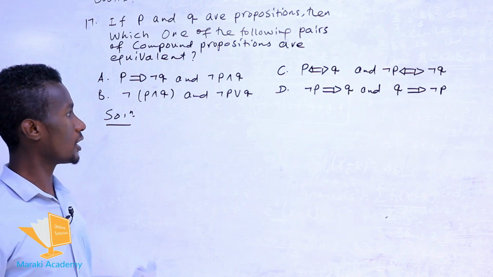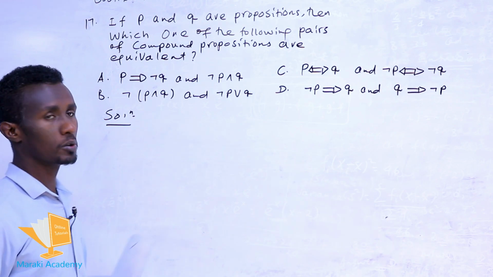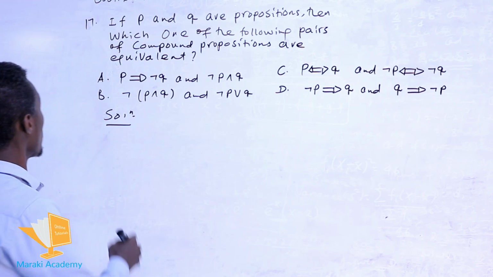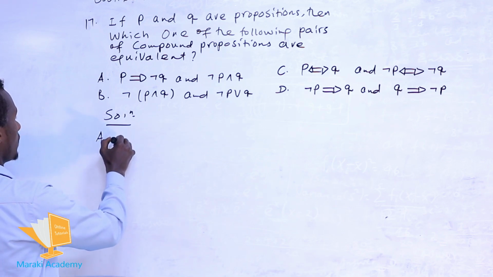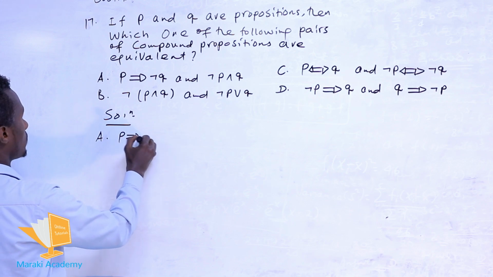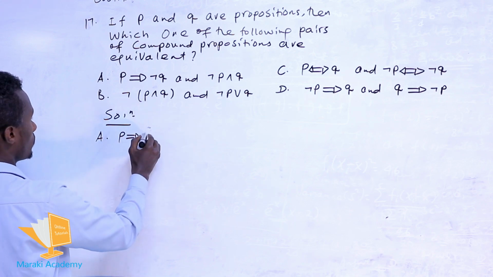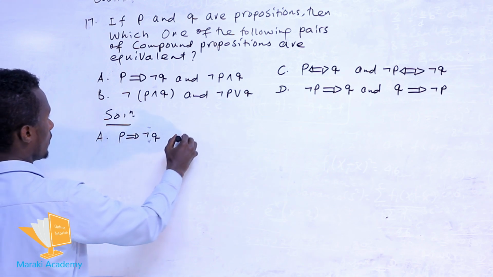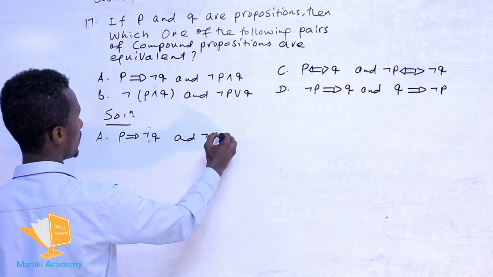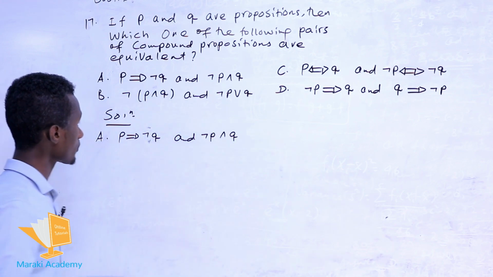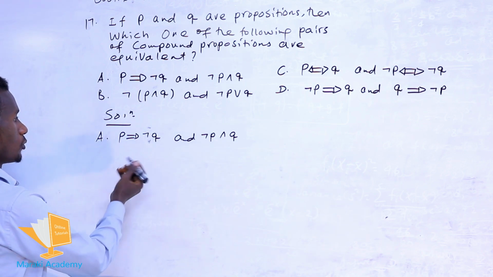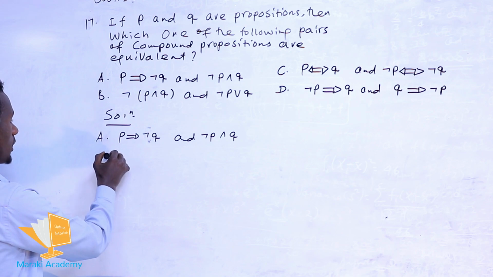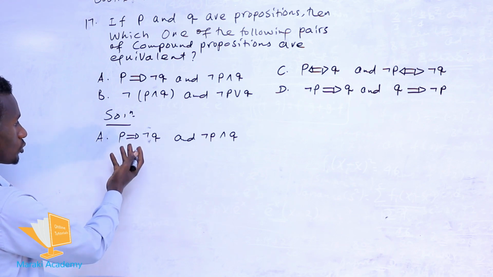ቴብል በመጠቀም ትችላላችሁ፣ ወይም ደግሞ ለp እና ለq ፖሲብል ትሩዝ ቫልዩዎችንም አስገብታችሁ መስራት ትችላላችሁ። አሁን ለምሳሌ p implies negation of q and negation of p and q አለ። እነዚህ ሎጂካል ኢኩቫለንት መሆናቸውን ለማሳየት መጀመሪያ we have the possibility of the truth values.